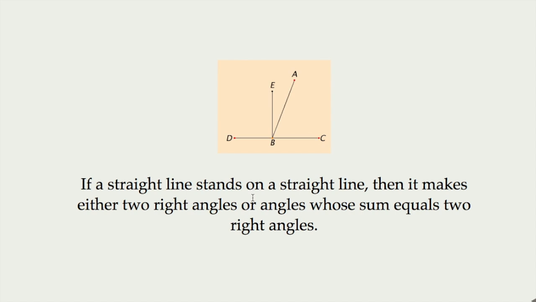So in this case, I have AB standing on the line CD. We're saying that this angle ABC and the other one, ABD, are going to sum up to two right angles, which is 180 degrees. Or in another case, if BE here is perpendicular to CD, then we're going to have two right angles, in this case EBC and EBD. We consider this fundamental result as given for the moment.